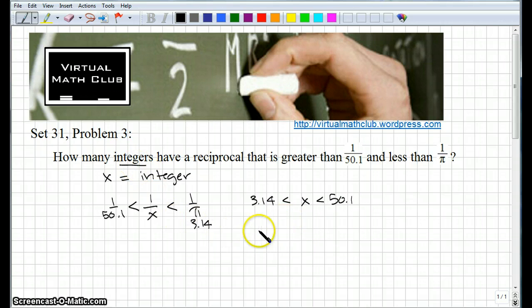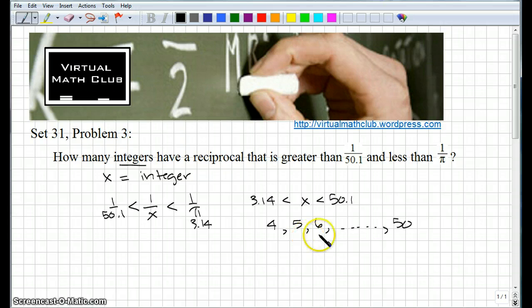So what's the first number that we could use? Obviously it can't be 3 because 3 would be less than pi. So then the first number would be 4. And then we'd have 5 and 6 and so on, all the way up to, what's the biggest number? Well, it would be 50, right? 51 would be over, 49 you can go bigger than that.